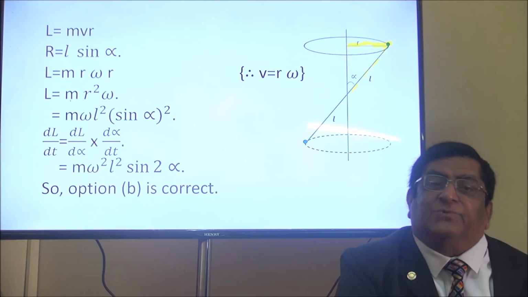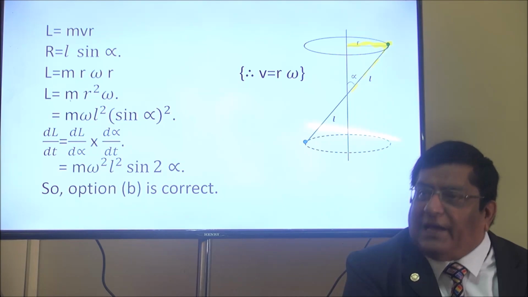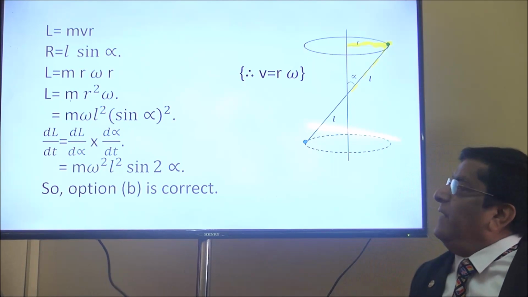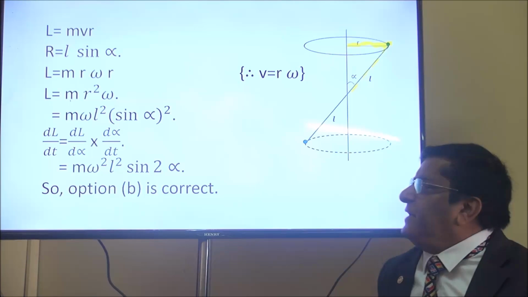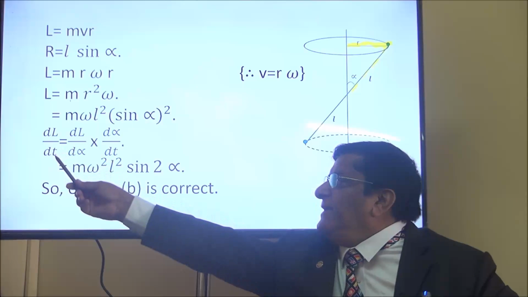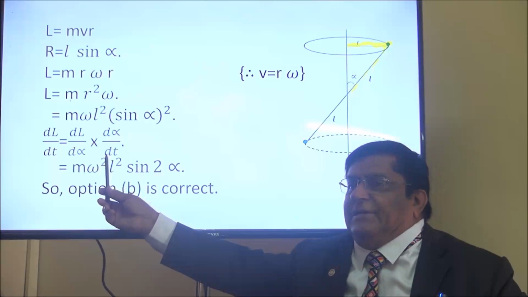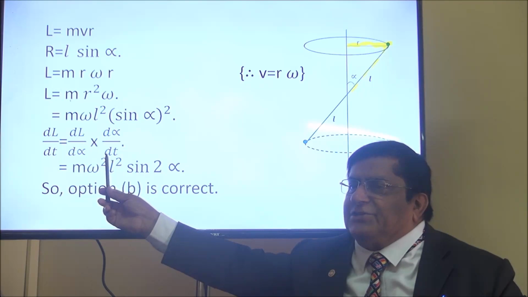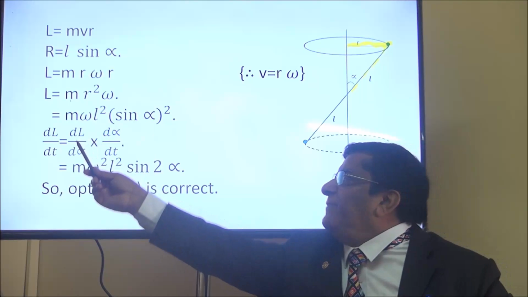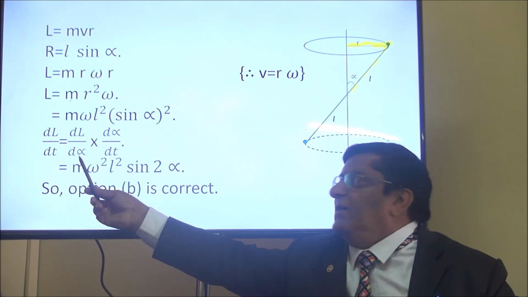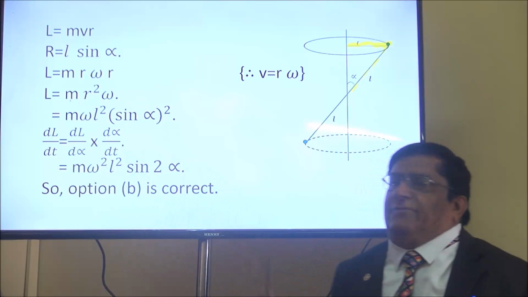But we are supposed to find out the rate of change of L with respect to time. We want dL by dt, so it has to be a function of a function. That way we can do it. We want dL by dt. So what do we do? dL by d alpha and d alpha by dt. This you have done in differentiation. Because L is a function of alpha, first we will have to do dL by d alpha, and because we want it for time, then multiply by d alpha by dt.